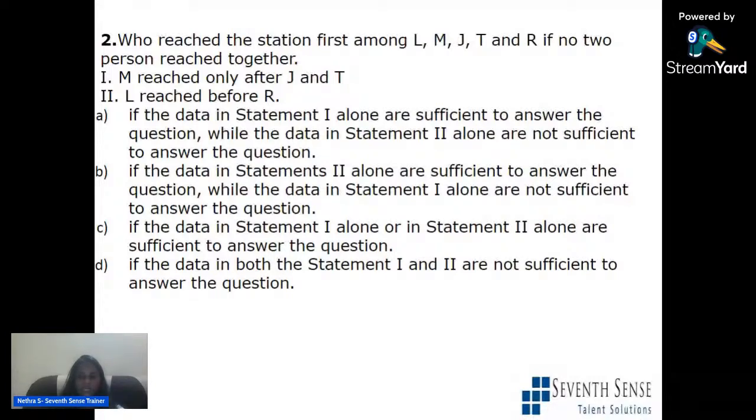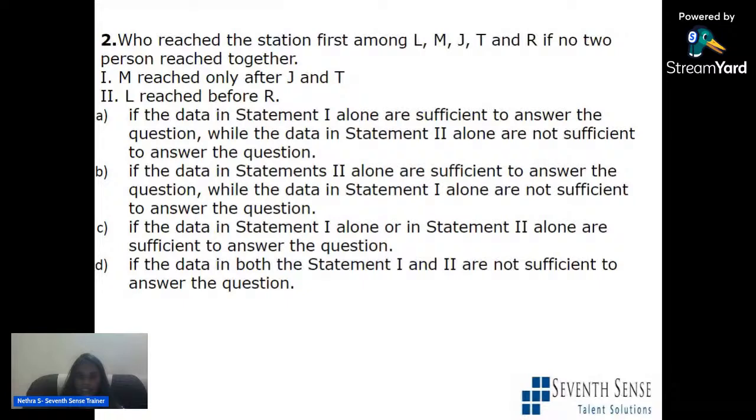Okay, I can see the correct answers. Okay, good try. Very good, very good. So we'll see the correct answer here. One more option is there, that is E: if the data in statements 1 and 2 together are sufficient to answer the question. And the correct answer is option B.